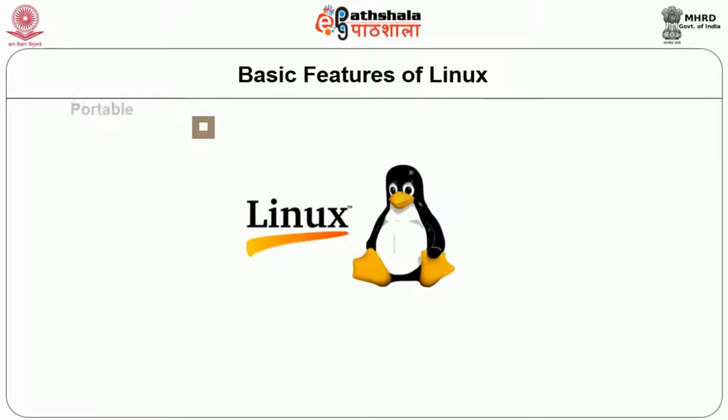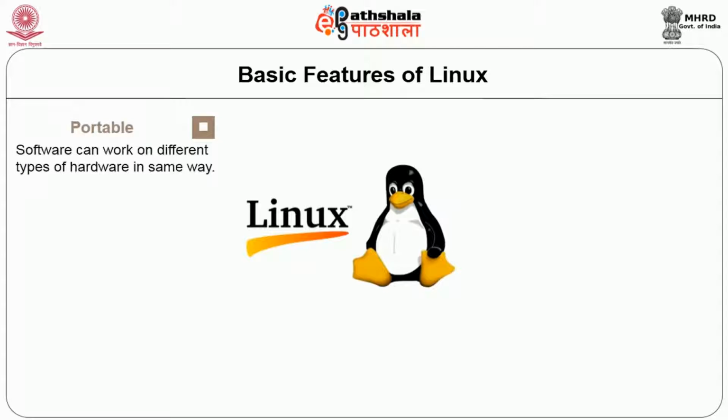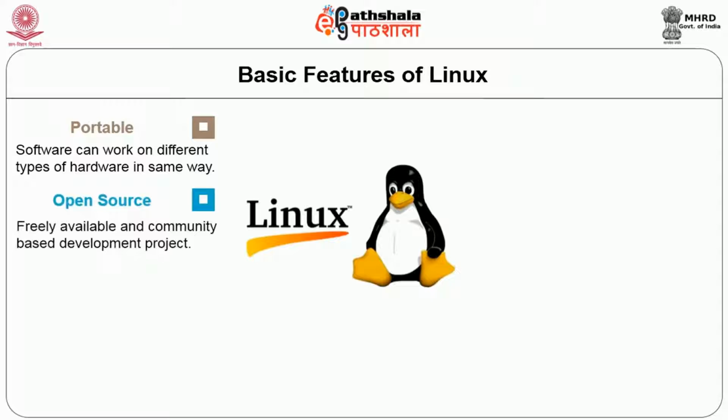Some of the important features are: Portable. Portability means software can work on different types of hardware in same way. Linux kernel and application programs support their installation on any kind of hardware platform. Open source. Linux source code is freely available and is community-based development project. Multiple teams work in collaboration to enhance the capability of Linux operating system and it is continuously evolving.